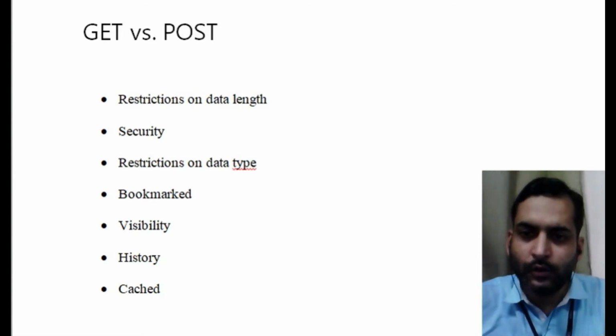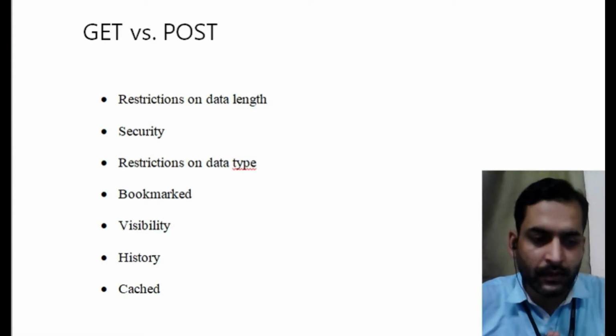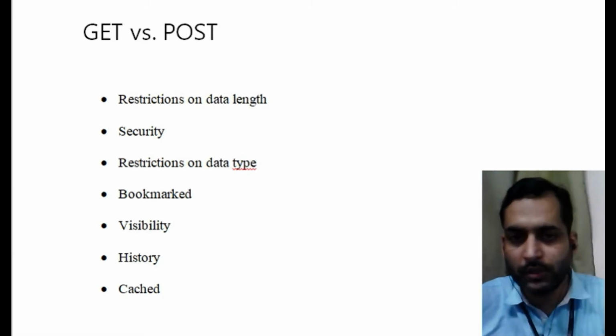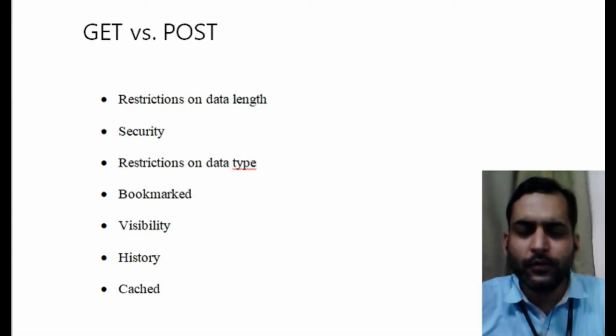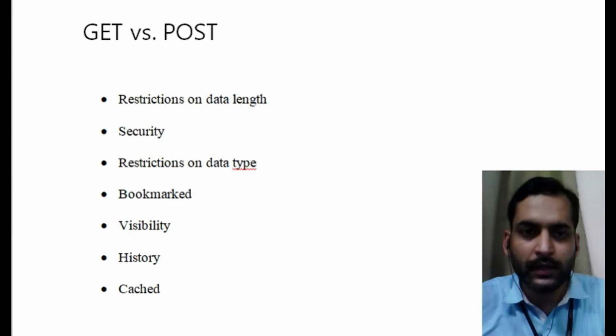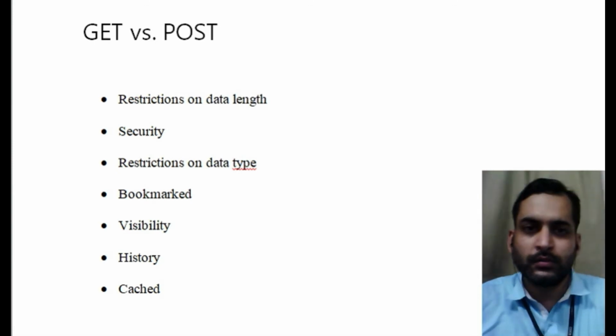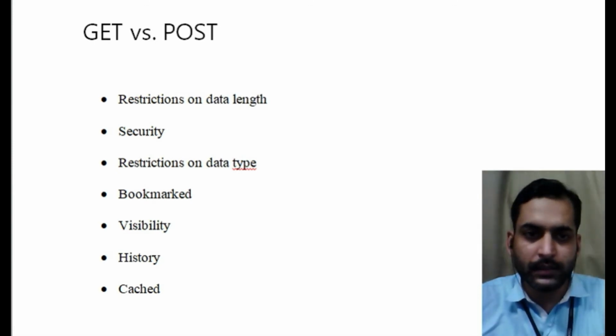So the rule of thumb is that if you have to send long and sensitive data, you should always use post method, while if you want to send some random data or unimportant data, you can use get method, as get method is a little faster than post method. So this is about get and post method.